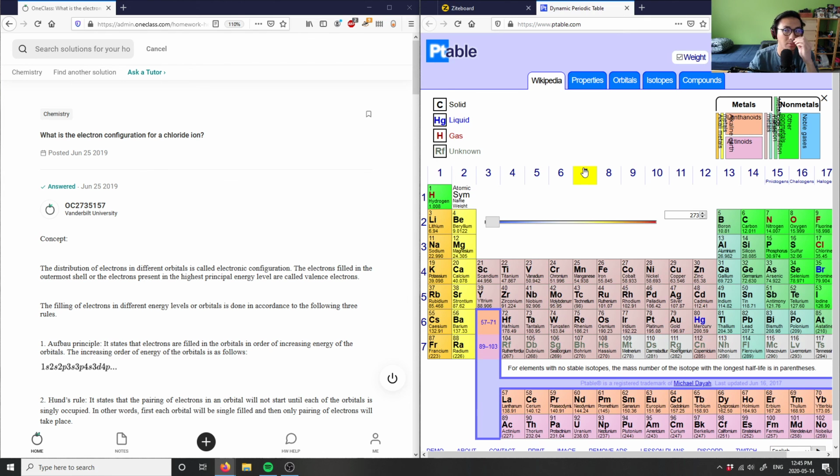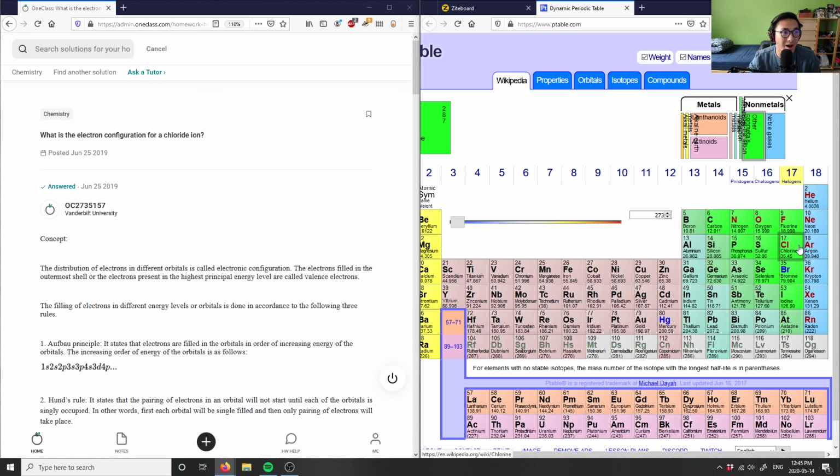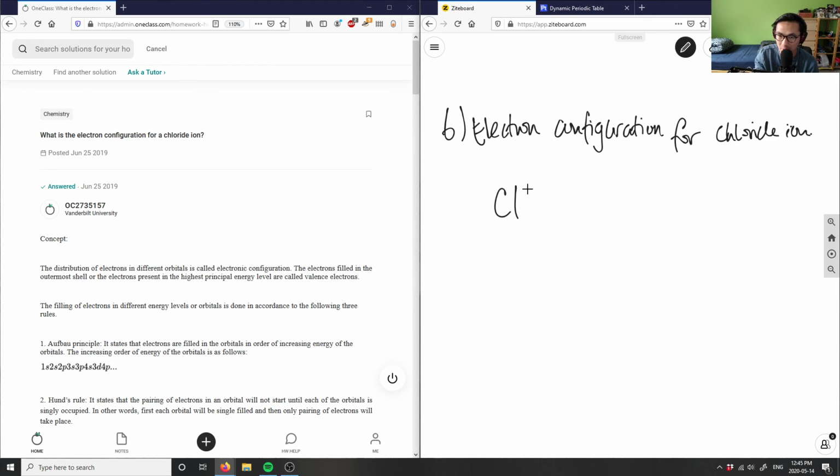So if I look at my periodic table here, chlorine exists in my halogens, right? Cl here, and I want an ion here, which means I'm going to add another electron to make it Cl minus, so that it's isoelectronic with argon. So in this case, it's Cl minus 1, right?